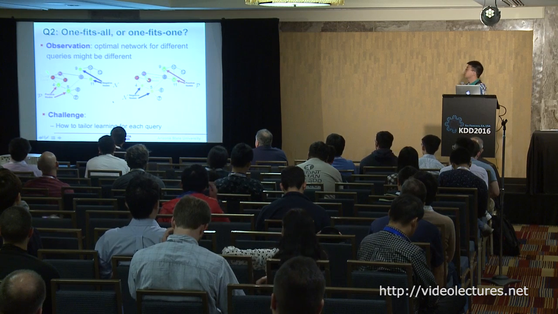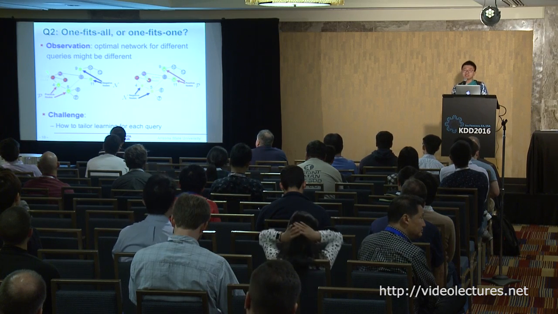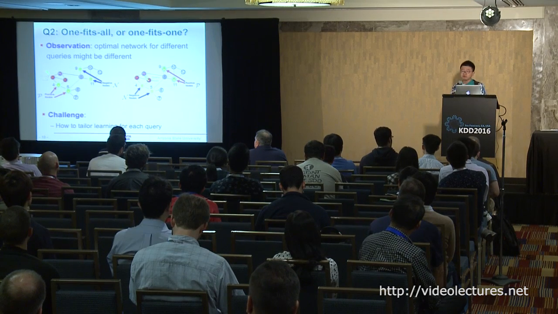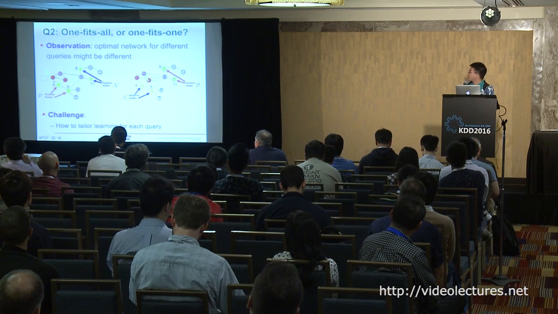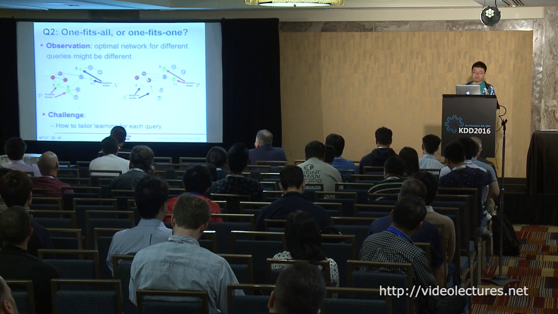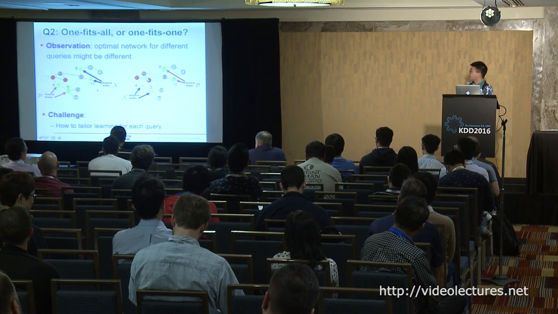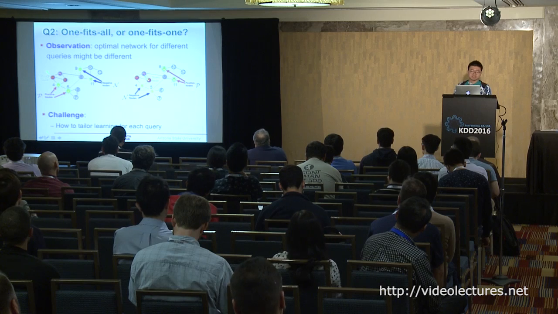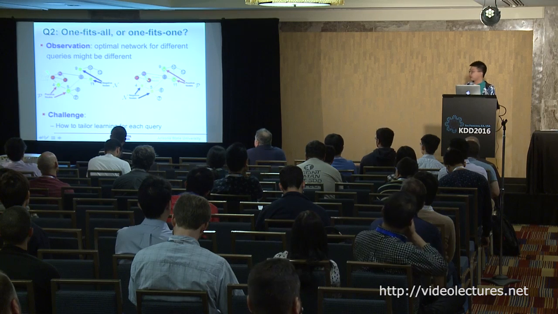The second question, one fits all or one fits one. Our observation is that the optimal network for different queries might be different. For example, on the left figure, query node 1 has 2 positive nodes, 4 and 5, and 2 negative nodes, 9 and 11. So in the optimal network for query node 1, it is closer to nodes 4, 5, 6, 7, and far away from nodes 8, 9, 10, 11, and 12.